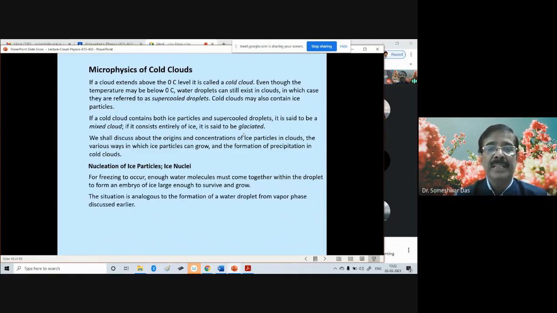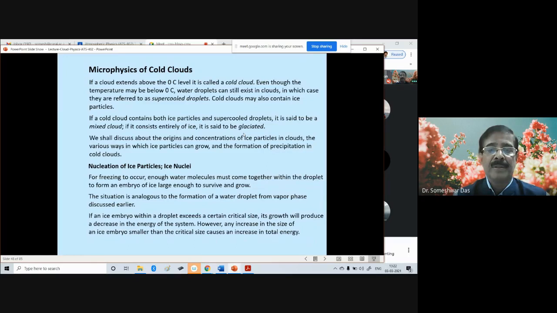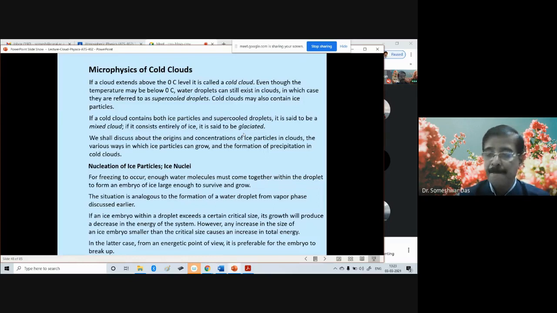The situation is analogous to the formation of a water droplet from the vapor phase discussed earlier. If an ice embryo within a droplet exceeds a certain critical size, its growth will produce a decrease in the energy of the system. However, any increase in the size of an ice embryo smaller than the critical size causes an increase in the total energy. So in the latter case, from an energetic point of view, it is preferable for the embryo to break up.